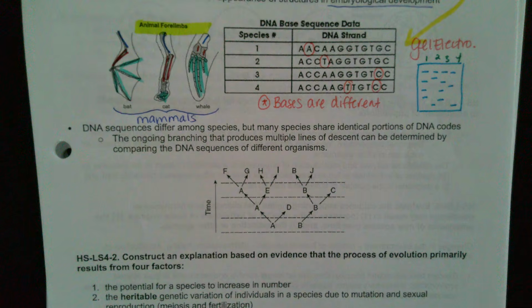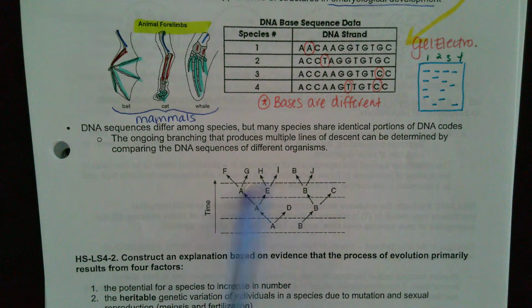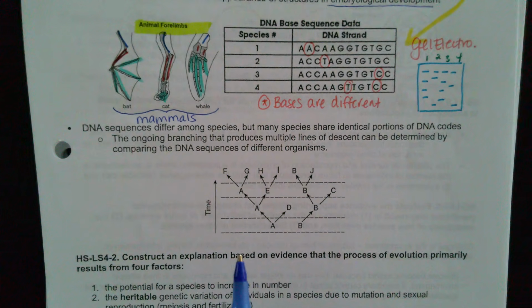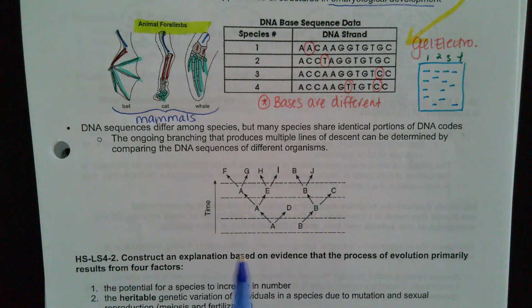Over here, we have an evolutionary tree. You want to make sure you know how to analyze that and also how to make it. It says DNA sequences differ among species, but many species share identical portions of the DNA codes. The ongoing branching that produces multiple lines of descendant can be determined by comparing DNA sequences of different organisms. So how do we evaluate this?